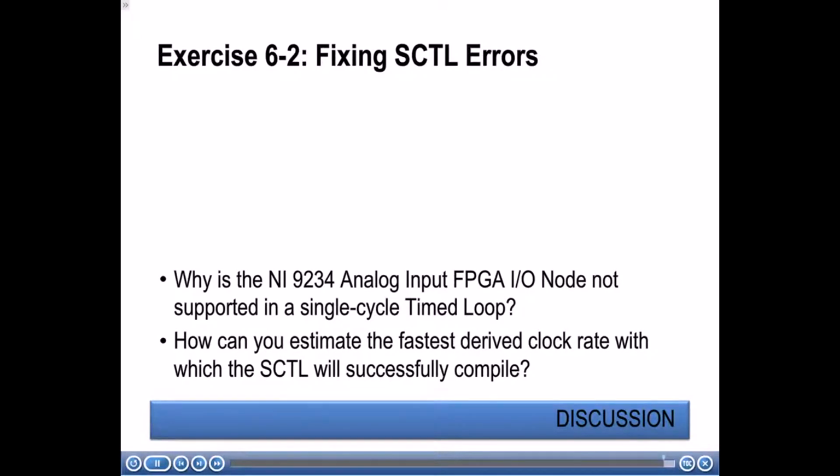So if you wanted to pick a clock rate that it'll compile at, you can try to do something that's 111 megahertz or slower. Now you can troubleshoot single cycle time loop errors.